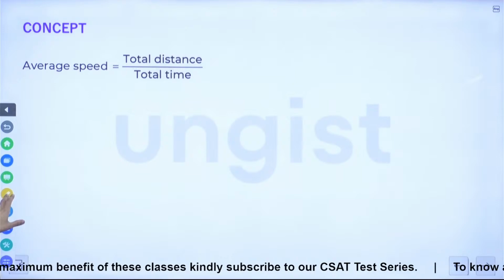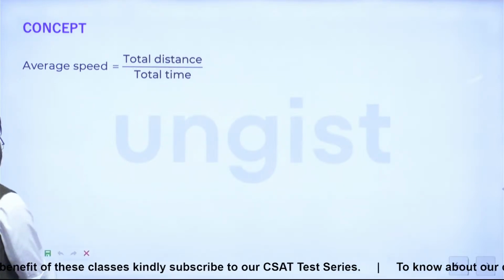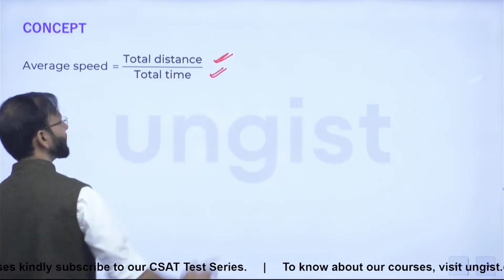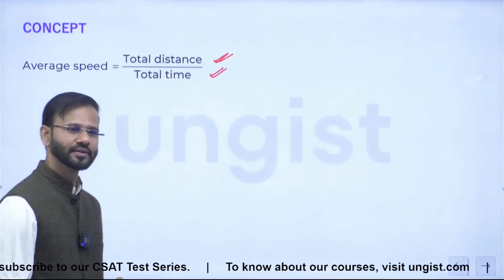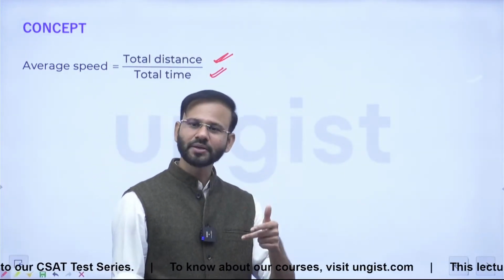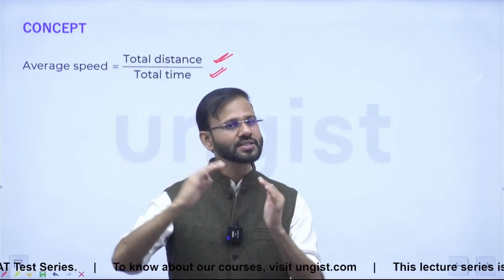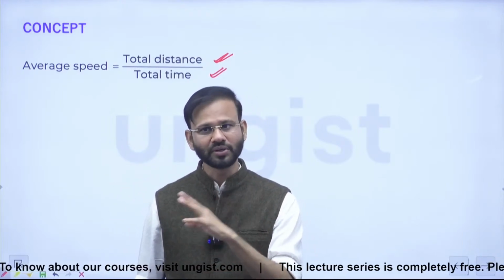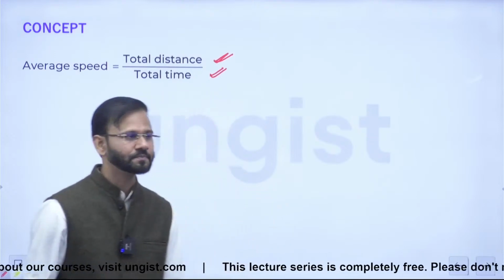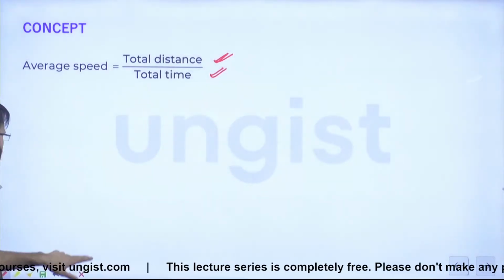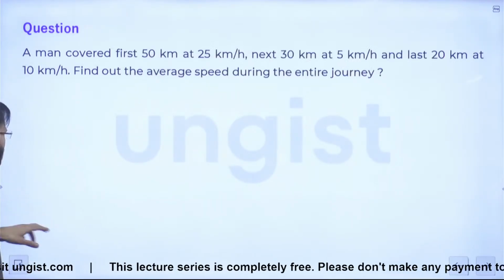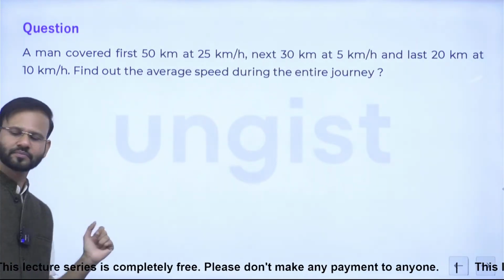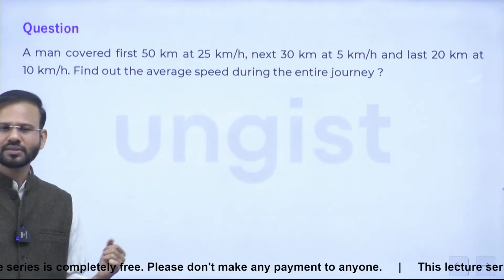So guys, for average speed, what we have to do is, we need to find the total distance and we need to find the total time taken to cover that distance, right? Speed is what? Distance upon time. Average speed is what? Total distance covered upon total time taken. Total distance covered upon total time taken. Guys, clear? Now, the questions based on this will be what type? Just read the question, guys. Everyone, just read this question. Okay? Just read this question.